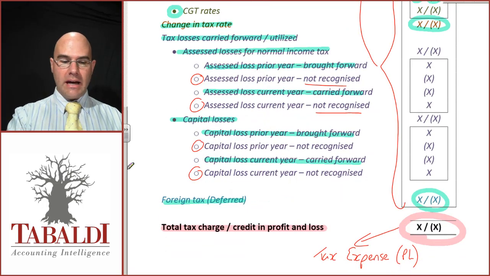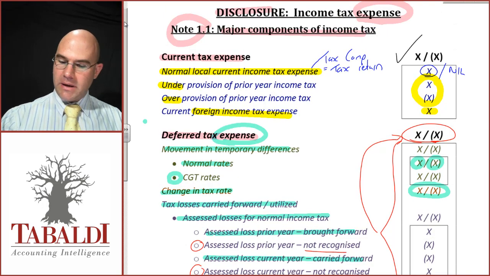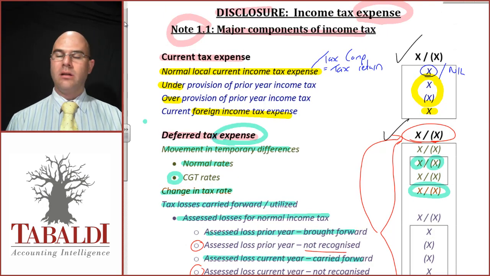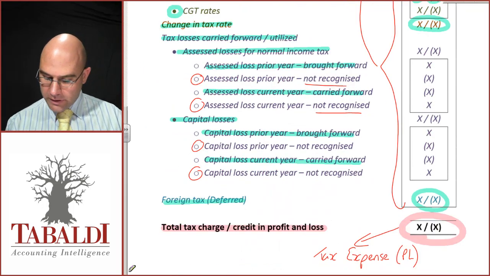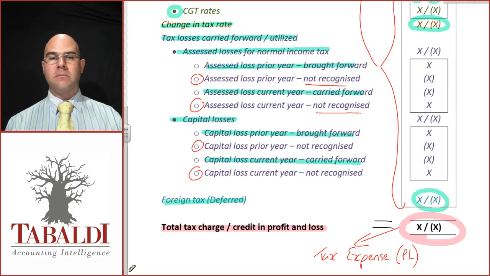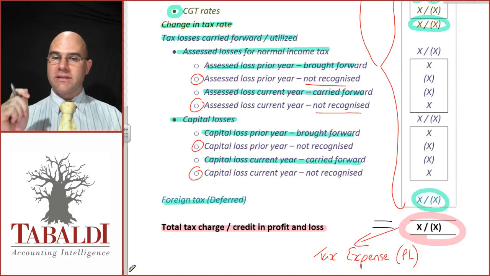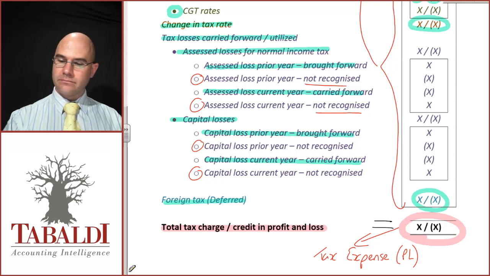Next step is to add up the current tax expense, add the deferred tax expense, and that will give me my total tax expense or tax income for the year that will go into the statements of profit and loss and other comprehensive income. Great. Please take note of this, learn it, you're going to need to use it.